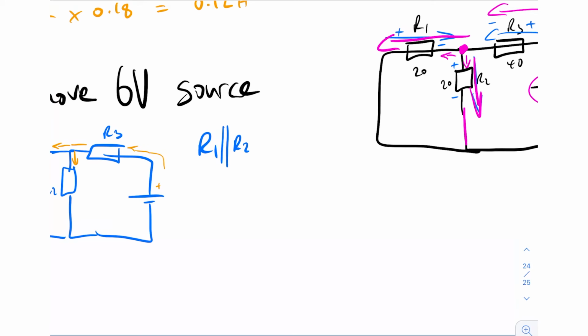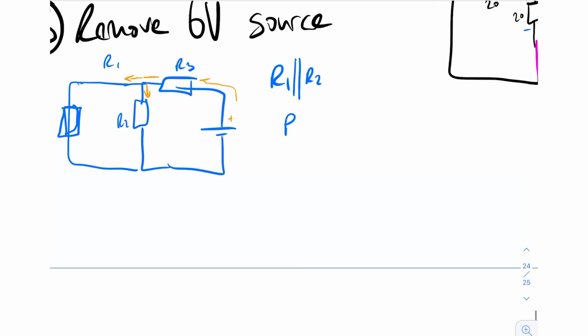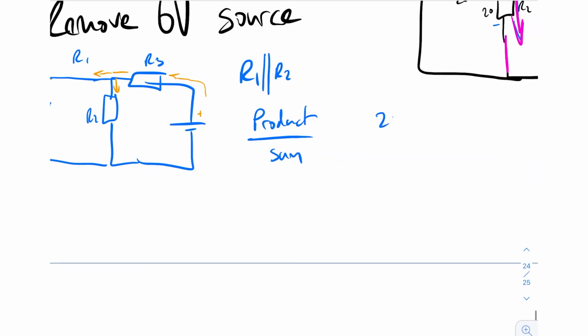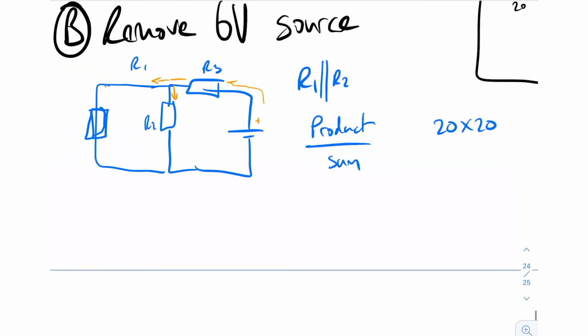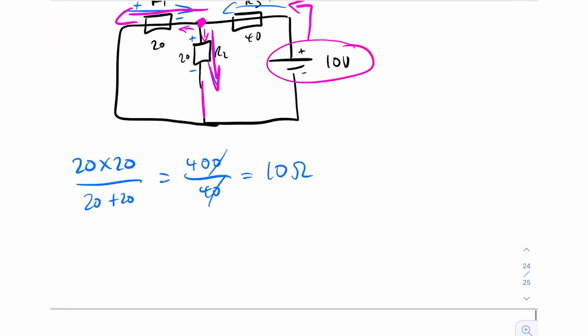Sorry. Okay, so let's just do the standard product over sum, because they're in parallel, right? So we can just do product divided by the sum. So we've got 20 times 20, because these two resistors are 20 ohms each, over 20 plus 20, which is 2 times 2 is 4, and then 2 zeros, and then over 40, and you can scratch out this 0, so you've got 40 divided by 4. 40 divided by 4 is equal to 10. So you've got a 10 ohm resistor basically.